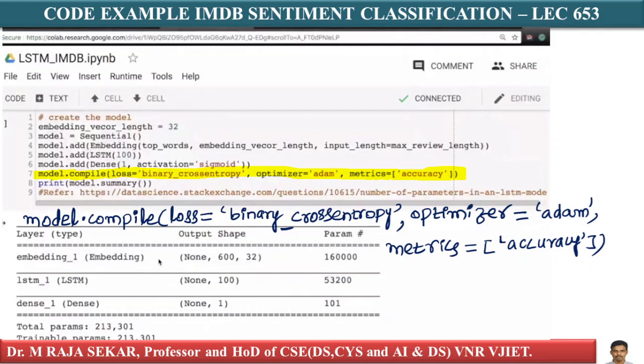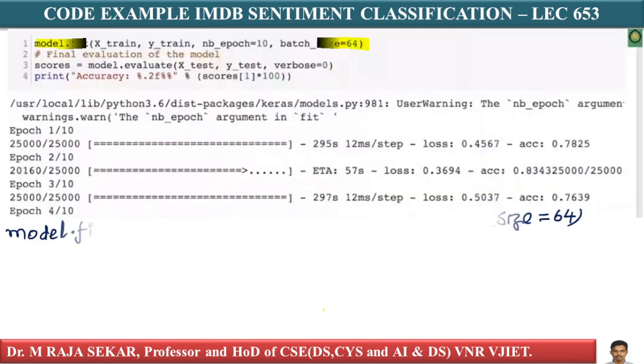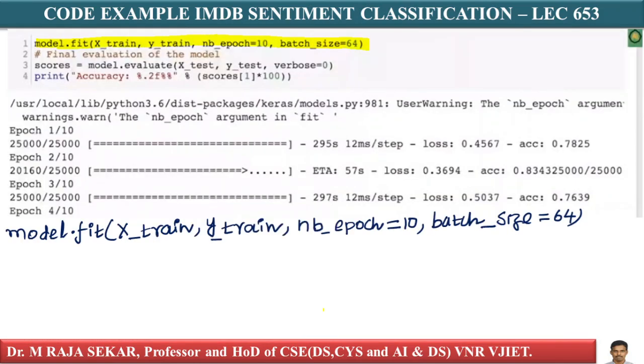My loss, just observe this particular code, is binary cross entropy. My optimizer is Adam, and my metric is accuracy. Very, very simple, nothing fancy. I print model.summary, and then model.fit. What is this model.fit?